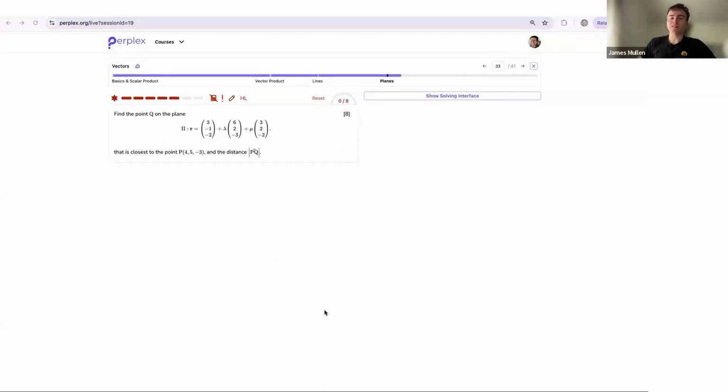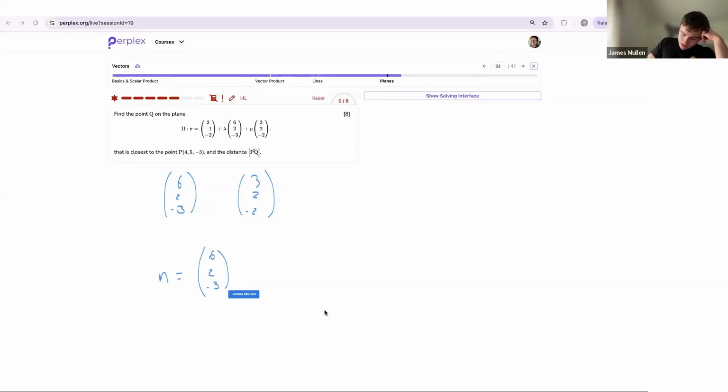All right, let's go over the solution here. So I'm trying to find the point Q on the plane pi with the equation given that is closest to the point (4, 5, -3), and to find that shortest distance, okay? So the first thing I'm going to do is note that the two direction vectors are (6, 2, -3) and (3, 2, -2), which means the normal vector is going to be the vector product of those two things, so (6, 2, -3) crossed with (3, 2, -2).